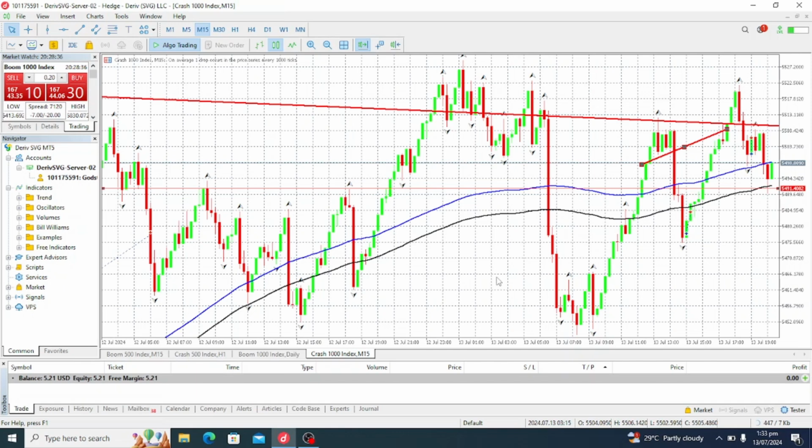That is just it. So do well to backtest it on your demo account before using it on your real account.